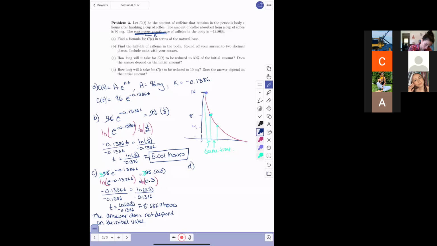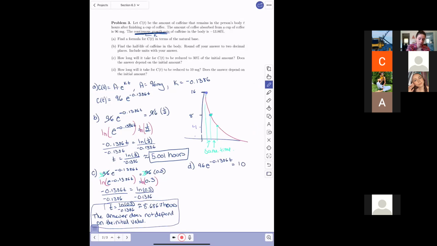Problem D. How long will it take for C of t to be reduced to 10 milligrams? Does the answer depend on the initial amount? So in this case, we have 96 milligrams times e to the power of negative 0.1386 t. And we're setting that equal to what this time? Can anyone figure it out? 10. 10, good. So we want to know how long will it take for us to reach 10 milligrams?